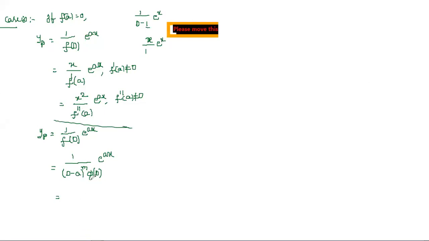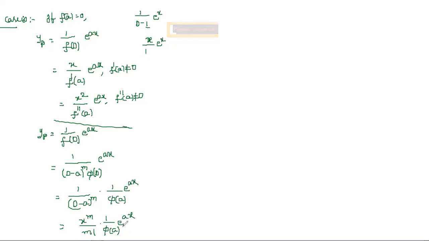So this is one process, or you can write like this. First you need to write it in factor notation. After writing in factor notation, we can't substitute a in place of d for the factor d minus a, right? If we substitute, what will happen? 0. So for that we should not substitute, but for phi we can substitute. That is nothing but 1 by phi of a into e power ax. So in that case, the formula is here: x power m by m factorial into 1 by phi of a into e power ax. So this is the formula we can apply.